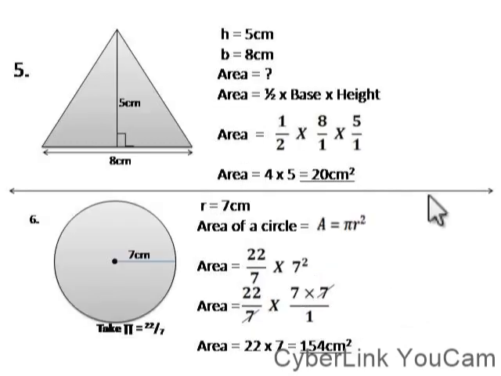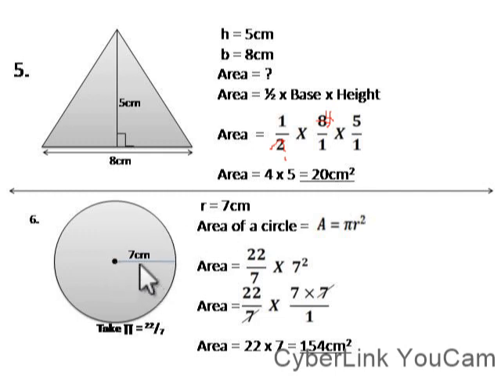Now let's move to another kind of triangle here. We have the height as 5 centimeter and the base as 8 centimeter. We are looking for the area, and the area of a triangle is half base times height. We have the half times base. Base is given to us as 8, that's 8 over 1 times the height, given as 5 over 1. So 2 can divide 8. 2 divides itself 1. Then 2 divides 8 will give us 4. So we have it as 4 times 5. That will give us 20 centimeter square. You can see it is quite easy to do.